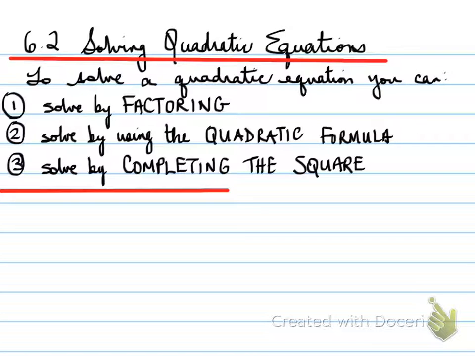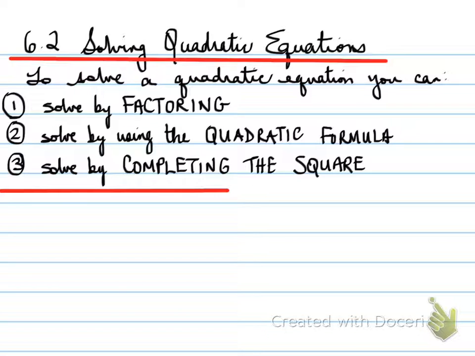Okay, so here we are. We're going to be solving quadratic equations, section 6.2. In here we talk about how to solve quadratic equations: you can solve by factoring, solve by using the quadratic formula, and solve by completing the square. Later on we're going to look at completing the square, but right now we're going to focus on solving by factoring. In the previous unit we did a lot of factoring.